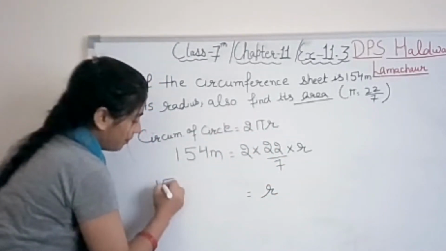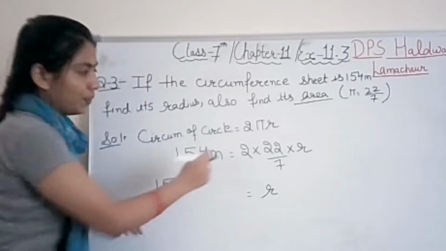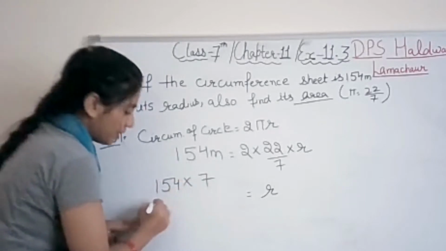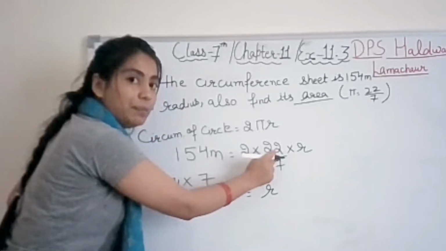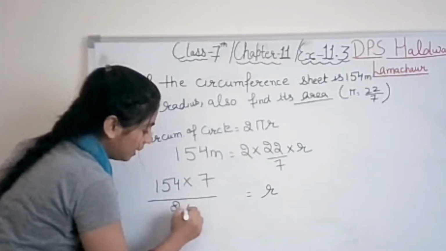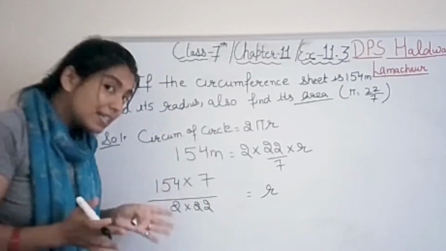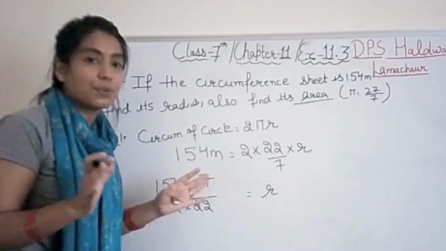So see, 154 already was there. Okay, now 7 will divide. It will go in multiplication. They both are in multiplication with r, so they both will go in the denominator. Right students, these are the basics. Always you will use as it is only.